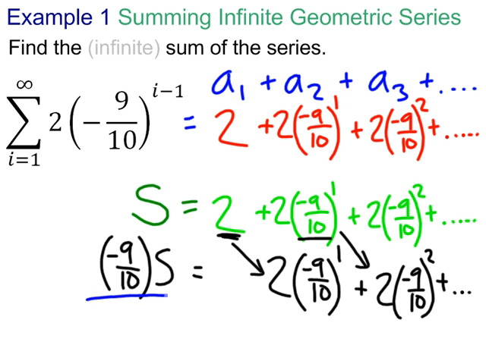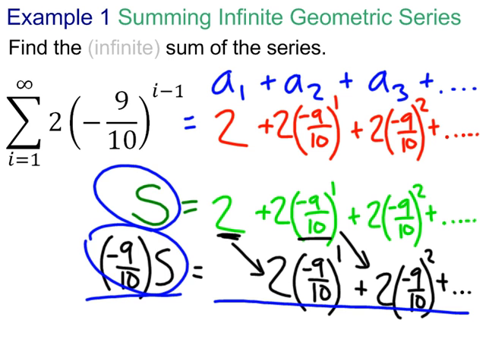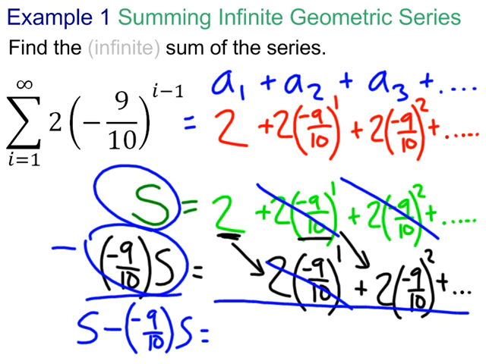All right, and then our next trick was to say, what if I take the first row, the green row, and subtract the black row? What if I take s and subtract this? That would give me s minus negative 9/10 s. And on the right-hand side of the equation, this is the wonderful part where all these terms cancel out, and I'd get just 2.